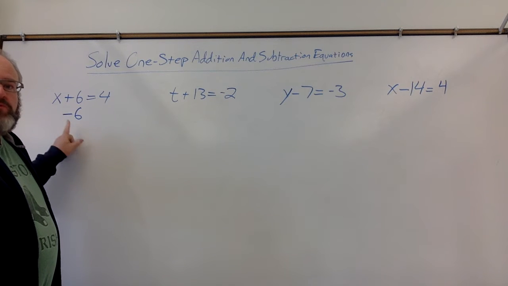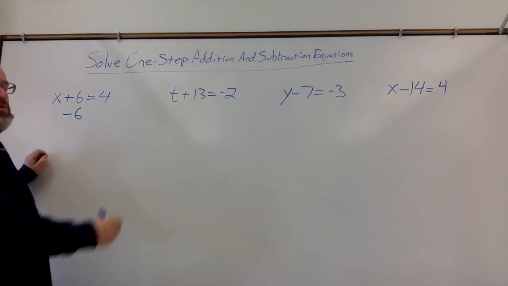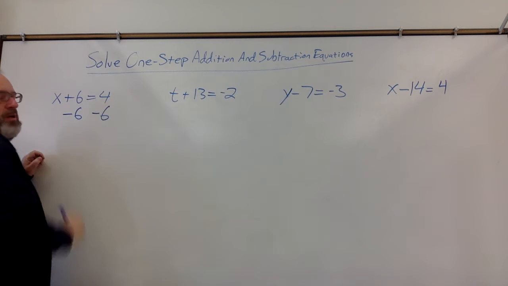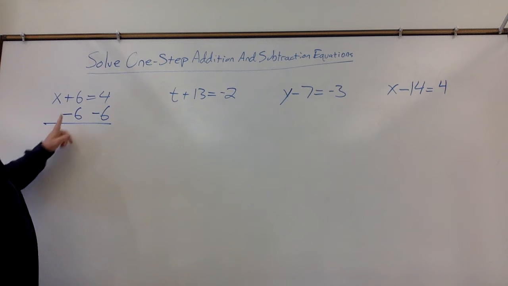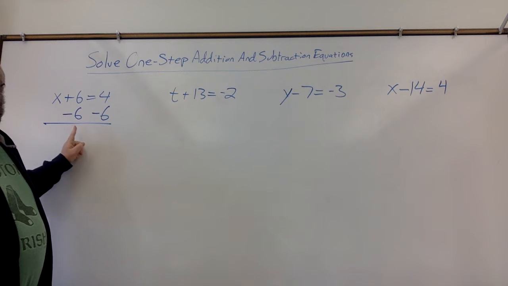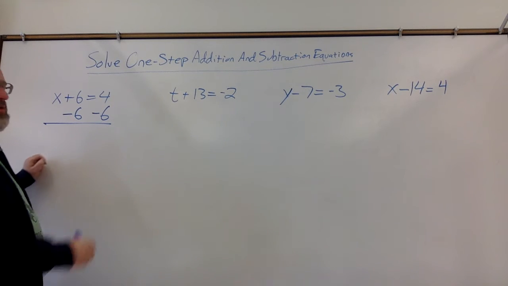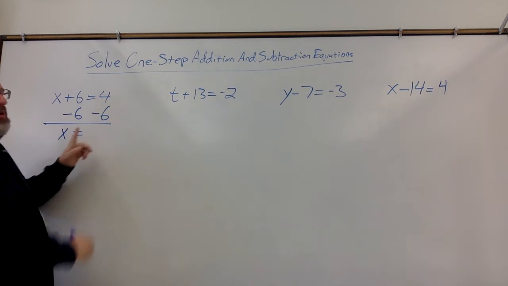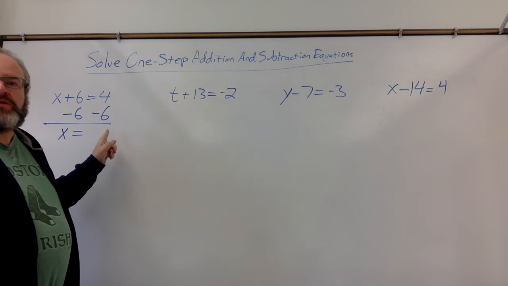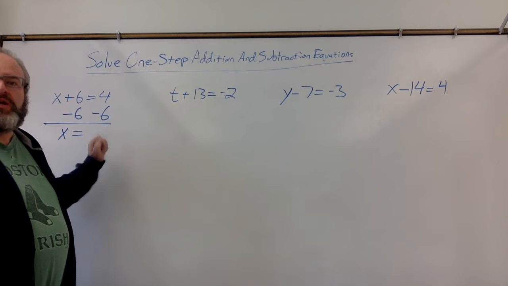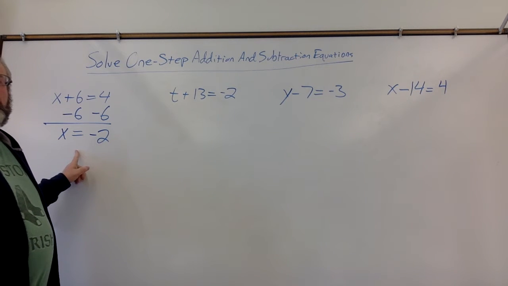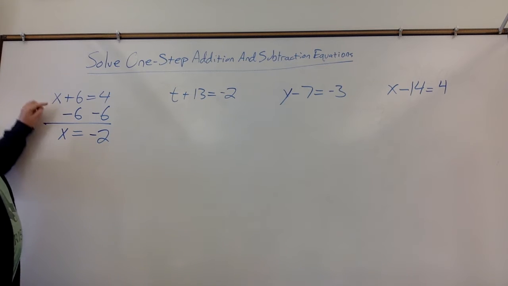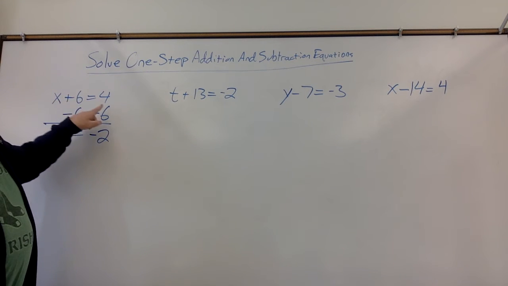Now, I already said, whatever I do to one side, I have to do to the other. So over here, I also have to subtract 6. Adding 6 and subtracting 6 are opposites, so they cancel out, leaving just our x. Over here, we have 4 minus 6. 4 minus 6 is negative 2. So our answer is negative 2. And if you go back and plug that in, negative 2 plus 6 is indeed 4.